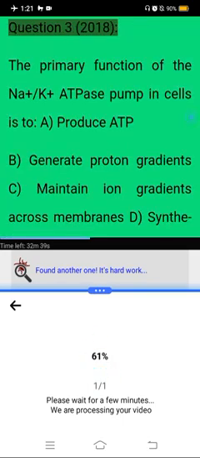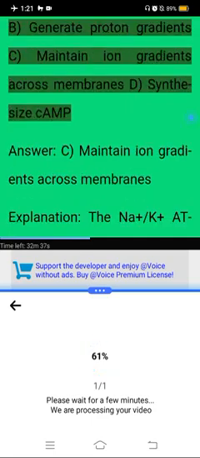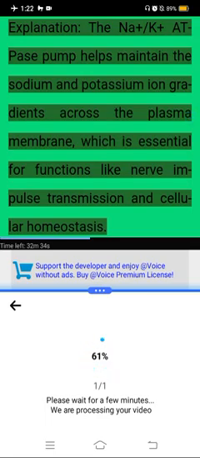Question 3, 2018. The primary function of the Na+ K+ ATPase pump in cells is to: A. Produce ATP. B. Generate proton gradients. C. Maintain ion gradients across membranes. D. Synthesize cAMP. Answer. C. Maintain ion gradients across membranes. Explanation. The Na+ K+ ATPase pump helps maintain the sodium and potassium ion gradients across the plasma membrane, which is essential for functions like nerve impulse transmission and cellular homeostasis.